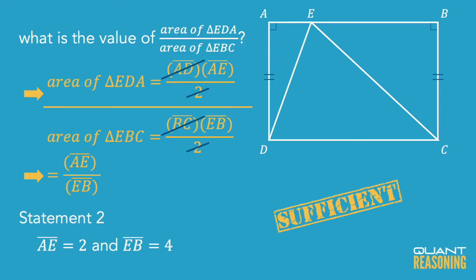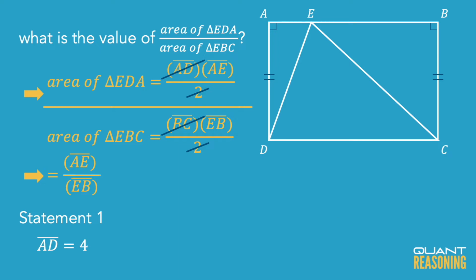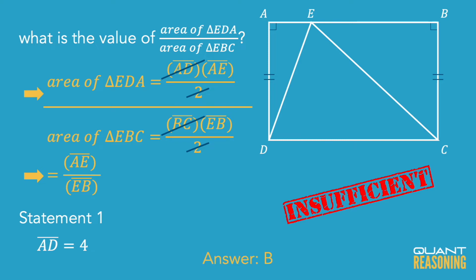statement 2 clearly provides that ratio for us, whereas statement 1 does not. So by rephrasing the question ahead of time, we can very quickly evaluate these statements and say that statement 2 is sufficient on its own, but statement 1 is not, and therefore the correct answer is B.